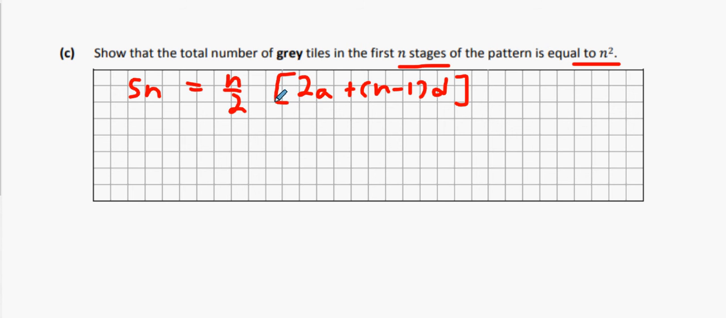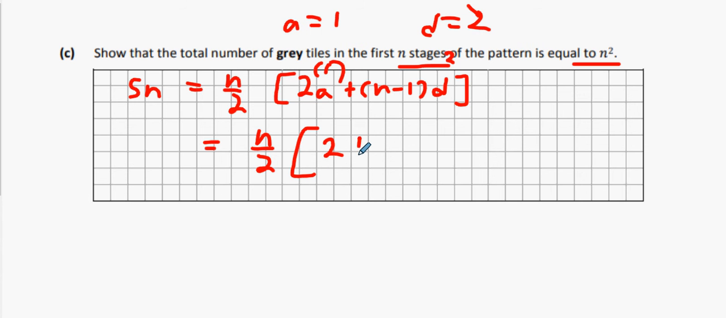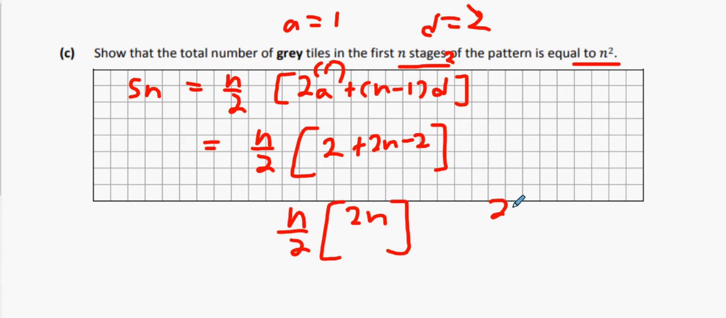What's our A value again? 1. Our D value? 2. Throw it into the formula and see what happens. So, n over 2 into 2 times A, which is 2 times 1, 2. D is 2, so it's going to be 2n minus 2. Now it's going to be n over 2 into 2n. n by 2n is 2n squared divided by 2, which in turn equals n squared. Okay. Alright. That is an example of a linear pattern. The next one is a quadratic pattern.